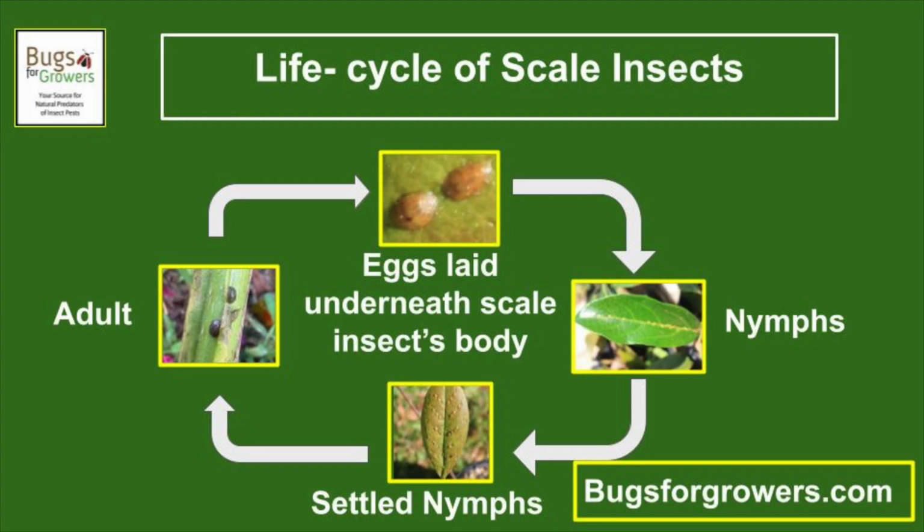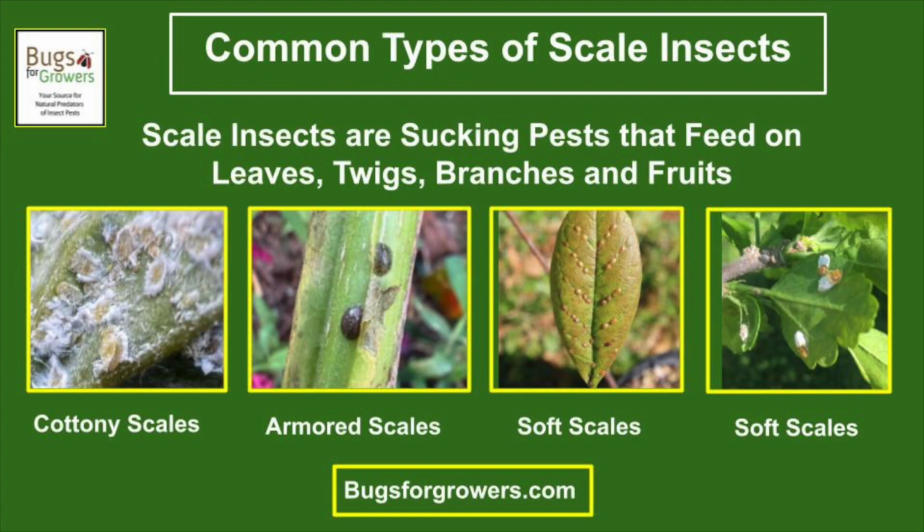The insect passes through several immature stages before reaching adulthood. Adult females typically remain stationary, while adult males, if present, may develop wings and live only briefly to mate. Scale insects cover themselves with hard or soft layers, appearing as brown, white, or cottony masses. Common types include armored scales, cottony scales, and soft scales.